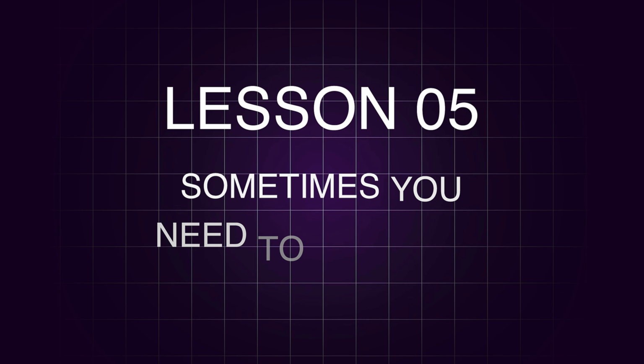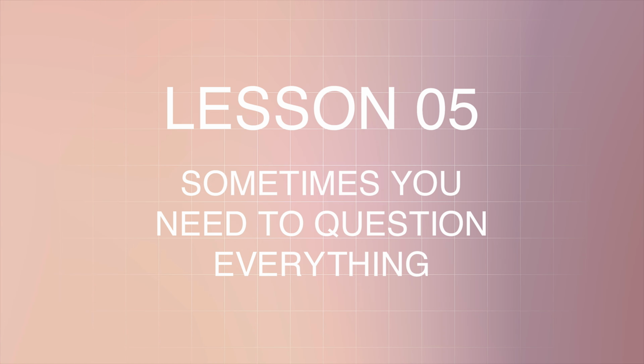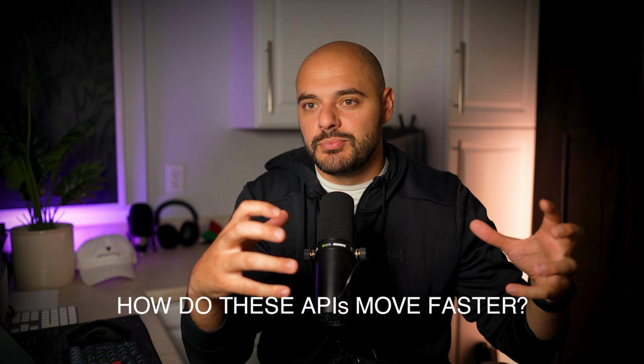And then lesson 5 is sometimes you need to question everything. So instead of just asking how do these APIs move faster, I should have asked myself, do I need these API calls every single time? So always ask yourself: can I avoid doing this work entirely? Because caching might not be the answer all the time, but sometimes removing overhead or removing logic is the answer. And yes, in our situation, caching was the solution, but caching can also really mess up your application if you don't use it right.